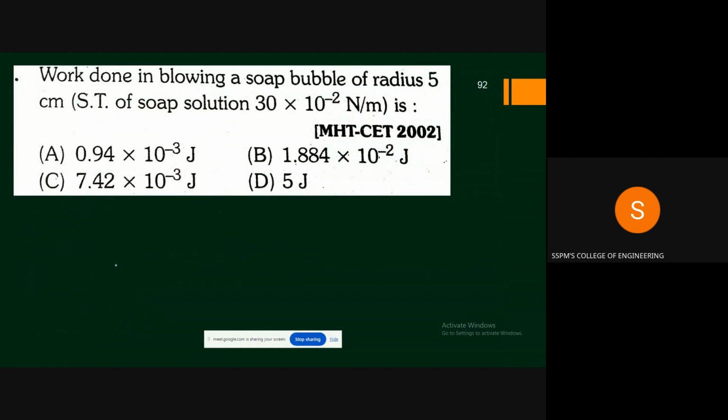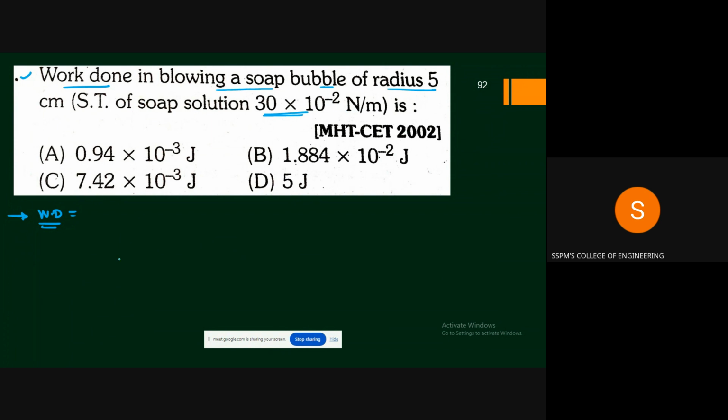Okay. Now let us see the next problem. This is on the soap bubble. The problem statement given: the work done in blowing a soap bubble of the radius 5 centimeter is. So basically here we want to find out the work done to blow the soap bubble of the radius 5 centimeter, and the surface tension of the soap solution is given. This is 30 into 10 to the power minus 2 Newton per meter.